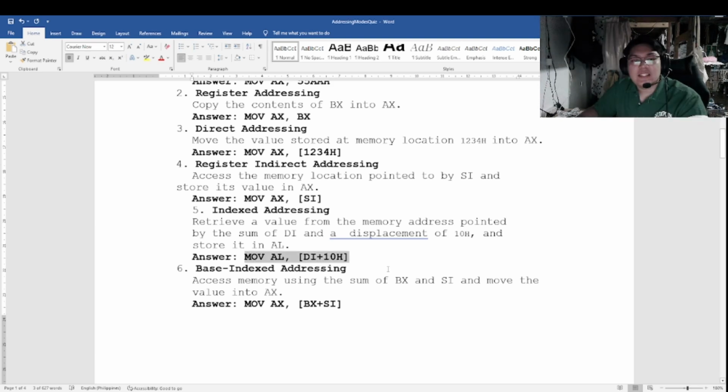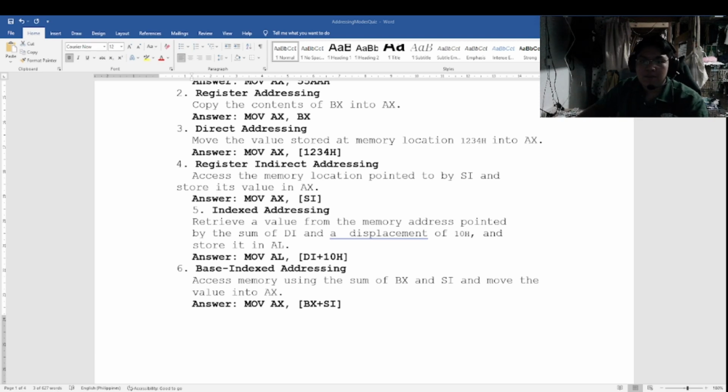And lastly, for base index addressing, my answer is MOV AX, [BX + SI]. This is because the memory address is calculated by adding the contents of BX and SI. The value at that memory is moved into AX, and base index addressing involves two registers, BX and SI, to calculate the memory address.